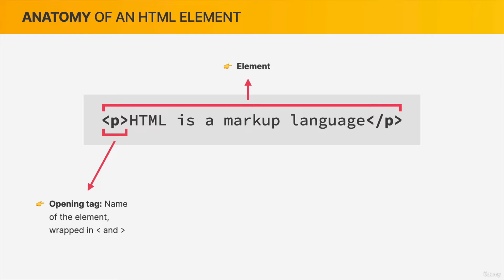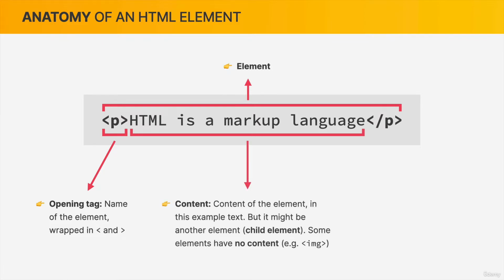Probably they have other names, but that's how I like to call these symbols. So it's less than, P, and then greater than. Then after that, we have basically the content of the element. So in this example, that is just text, but there might be other types of content. For example, an element can contain in itself another element, which we then call a child element.